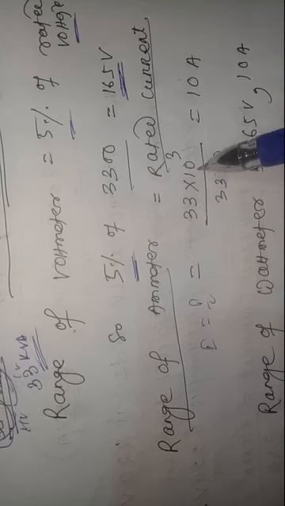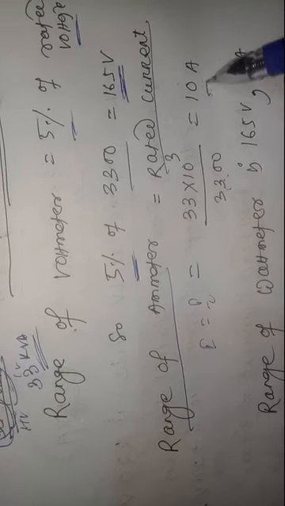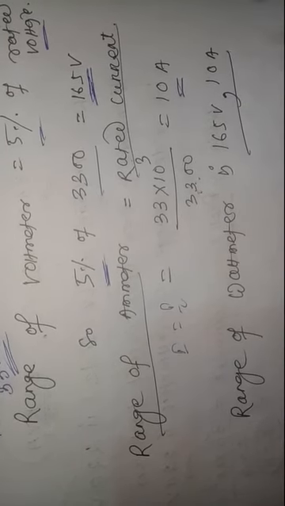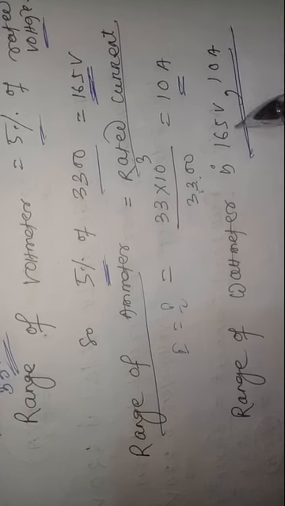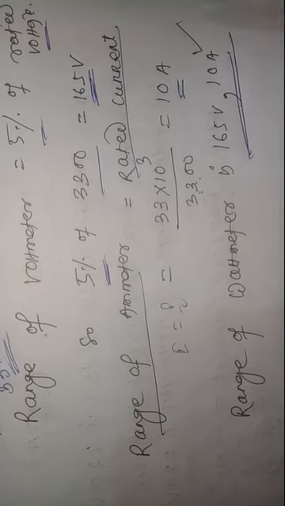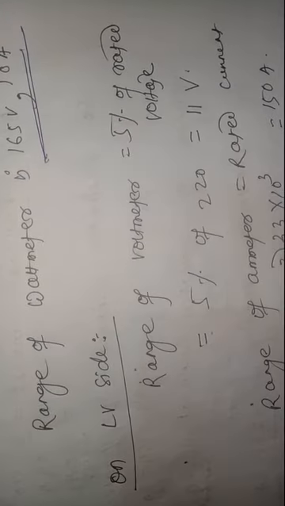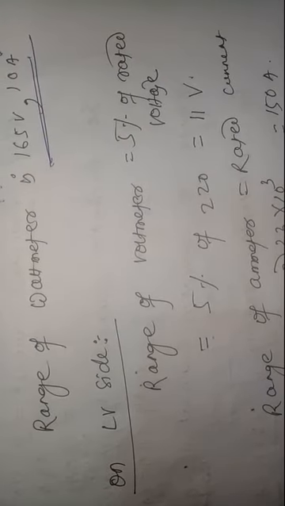So 33 into 10 to the power 3 divided by 3300 is equal to 10 ampere. So the rating of the wattmeter will be 165 volt and 10 ampere, which is practically available. Now, if we conduct the test on the LV side of the transformer, what will be the problem here?